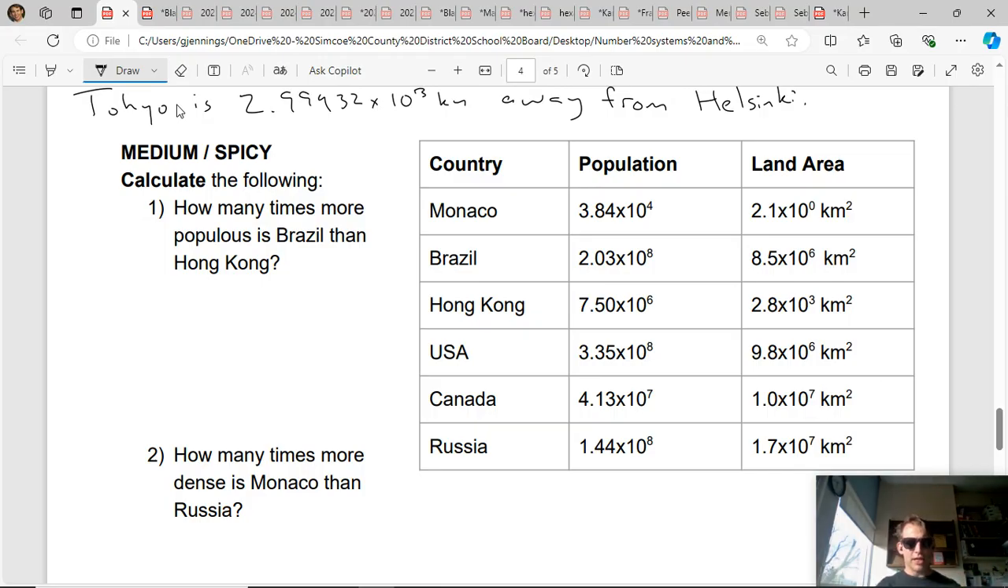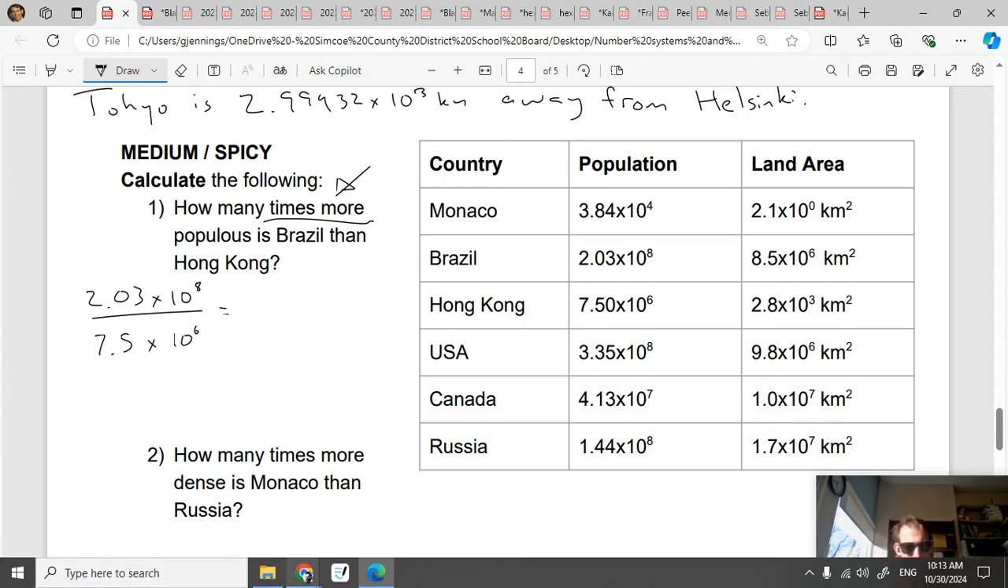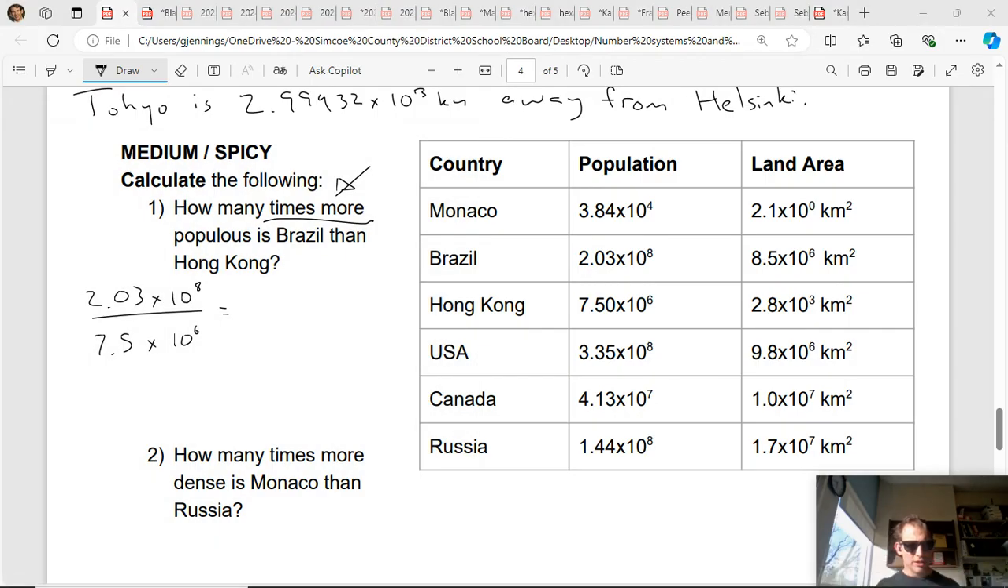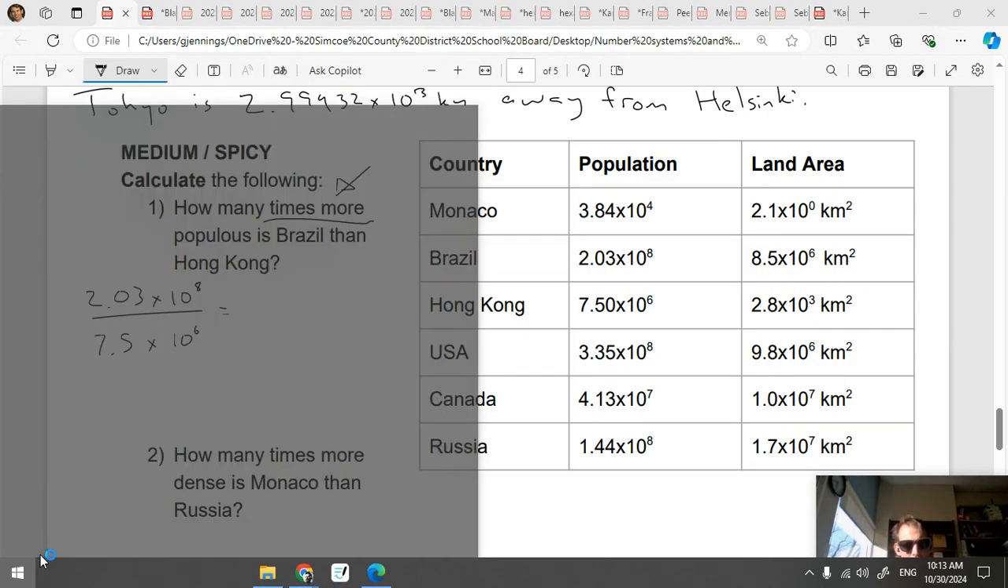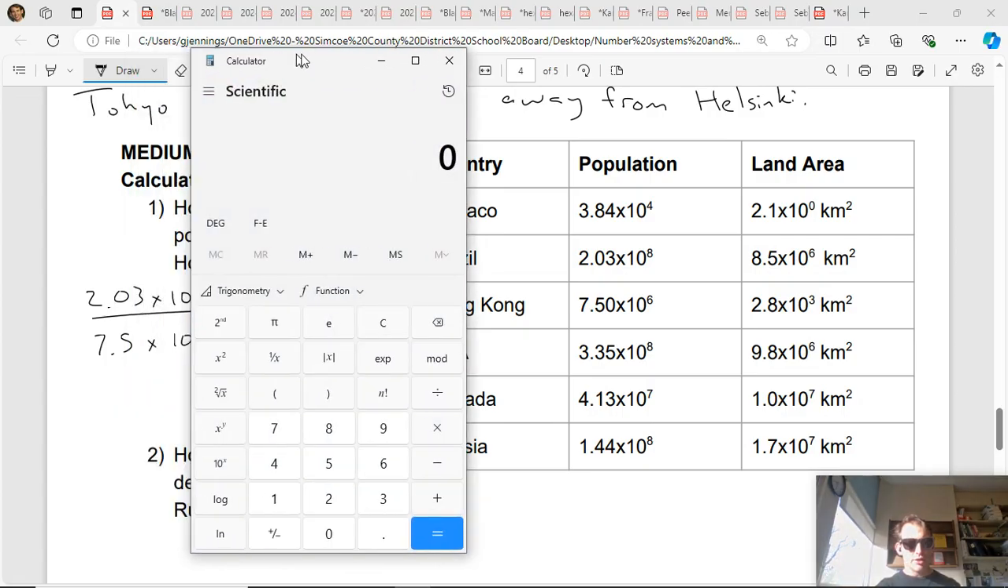Let's go. How many times more populous is Brazil than Hong Kong? How many times more? Okay, so that means if I multiply Hong Kong's population by something, I get Brazil's population. So to do that, I'm going to put Brazil on top, which is going to be 2.03 times 10 to the 8 divided by Hong Kong's population, 7.5 times 10 to the 6. And then, you know, some things you just got to know. That's like calculator time. Notice this one doesn't say don't use a calculator, so this one I encourage you to use a calculator.